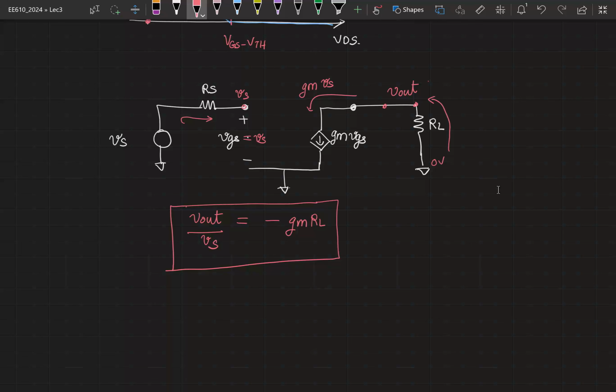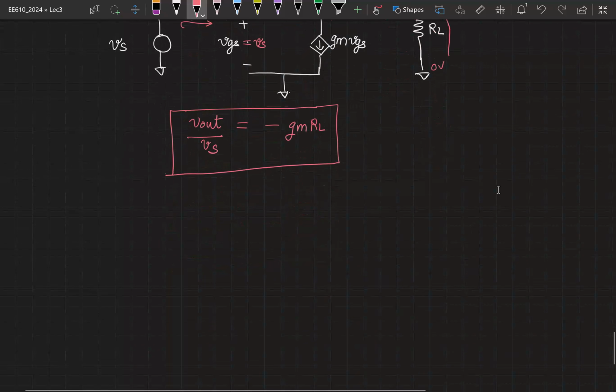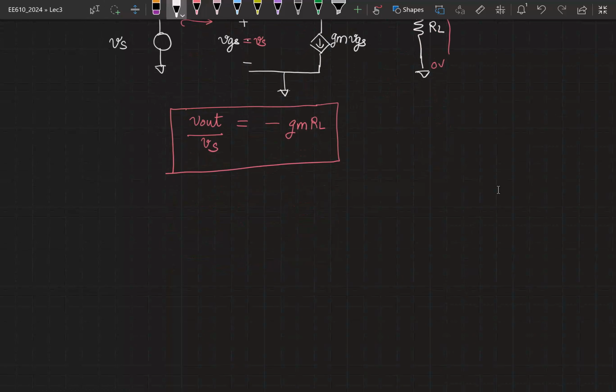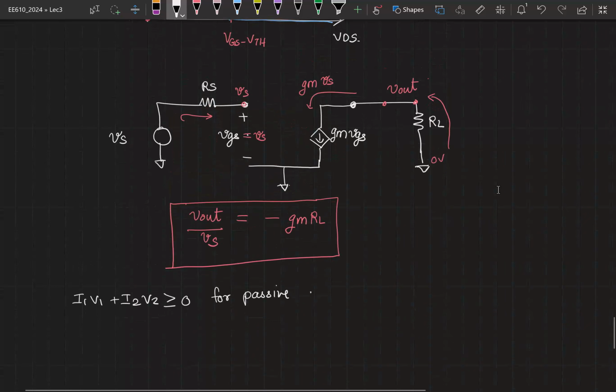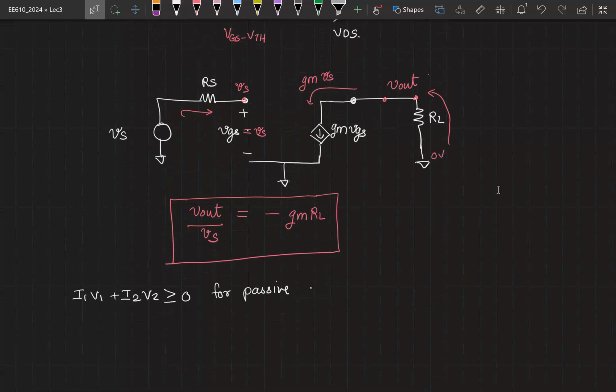So now a quick question. Is a transistor an active device or a passive device? Why active? Why passive? It dissipates power. Okay. So let's go back to the fundamental definition we used, right? That was I1 V1 plus I2 V2 had to be greater than or equal to 0 for a passive device. Right? So let me quickly look at the I1 V1 and I2 V2 for this circuit I have sketched.